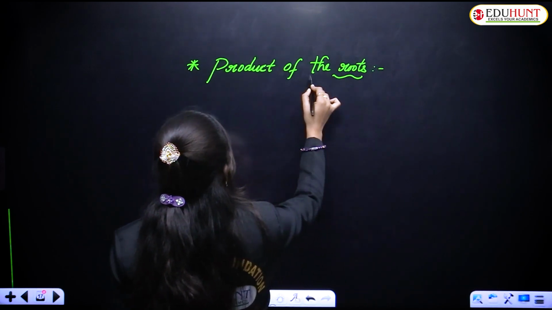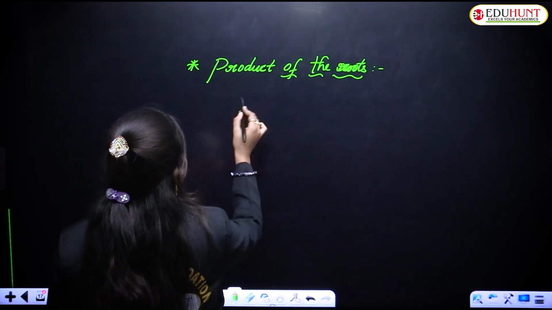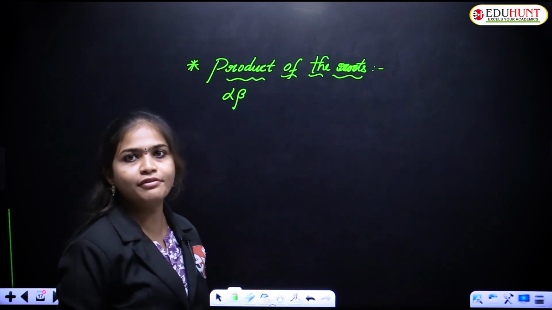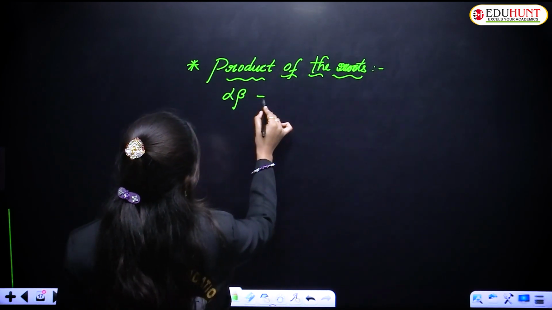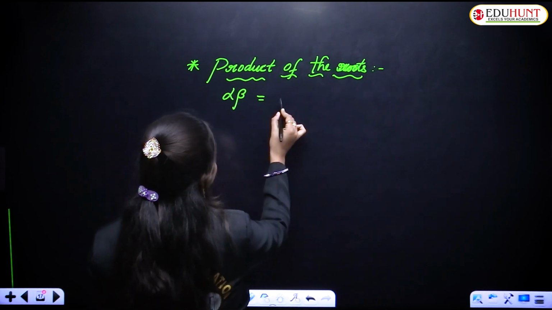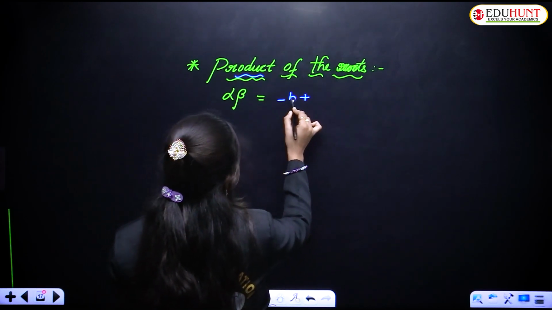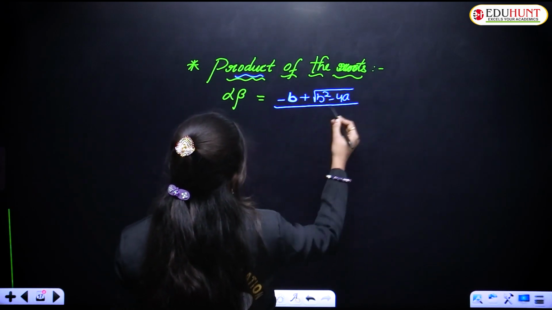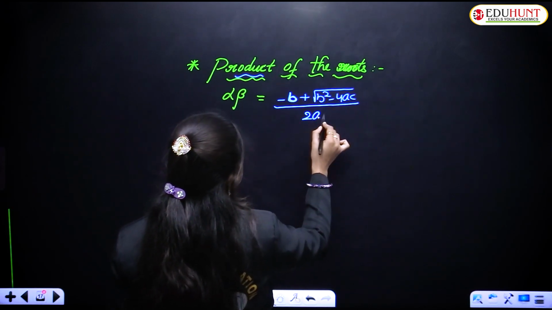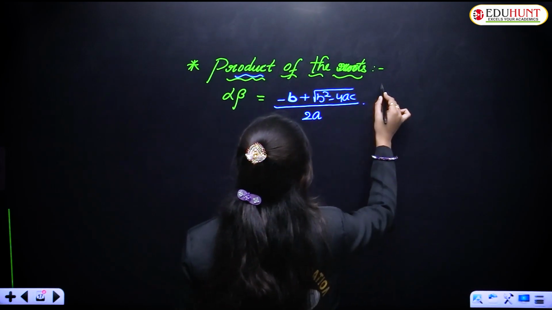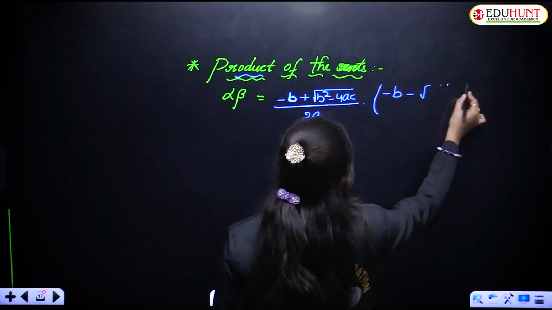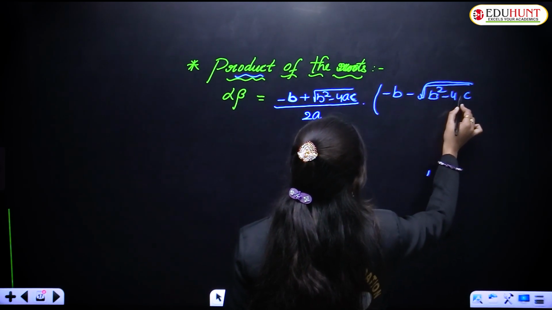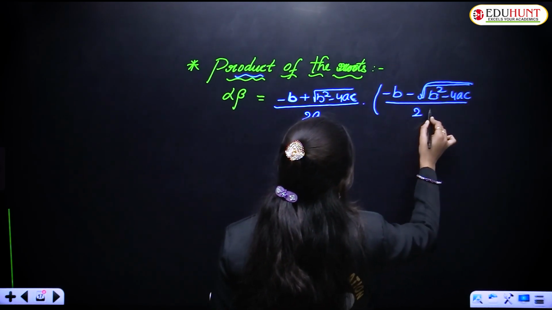Product of the roots. So product of the roots means alpha beta. Okay, product of the roots, alpha into beta. So which is equal to, here we know that alpha is equal to minus b plus square root of b square minus 4ac by 2a, into minus b minus square root of b square minus 4ac by 2a.